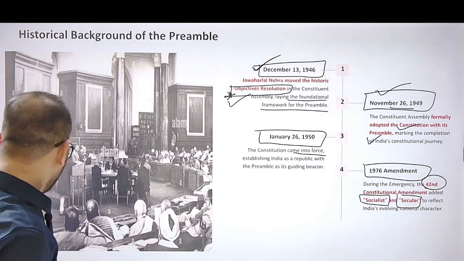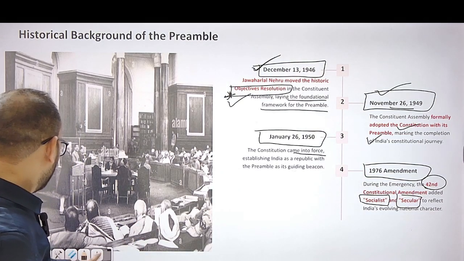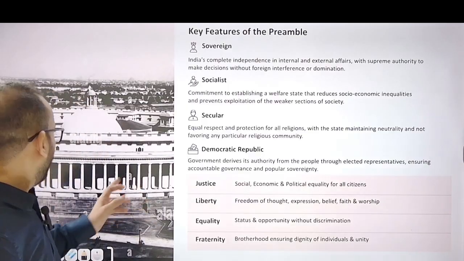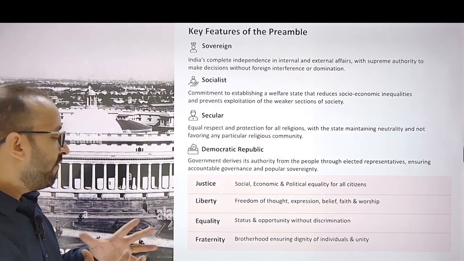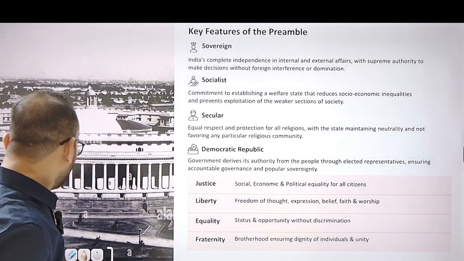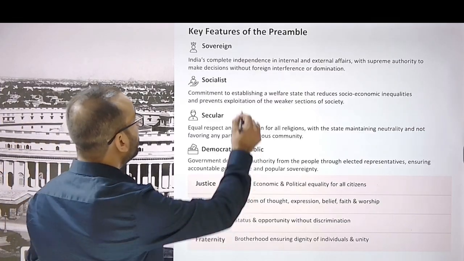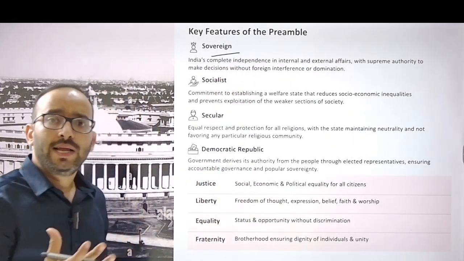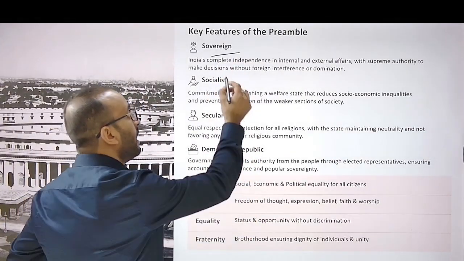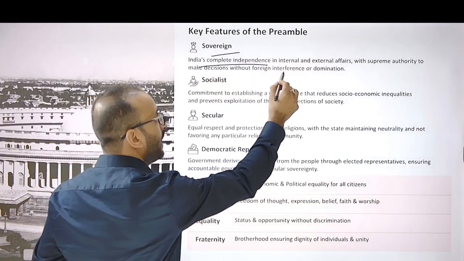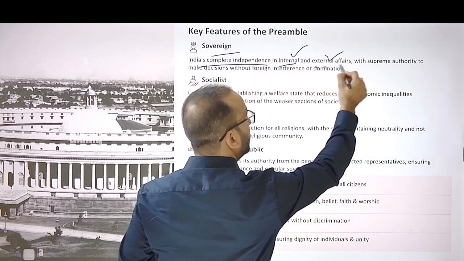Now moving forward with the key features. What are the important features of the preamble? So we have discussed that the preamble declares India to be a sovereign country. What does it mean? That India is completely independent in internal as well as external affairs.